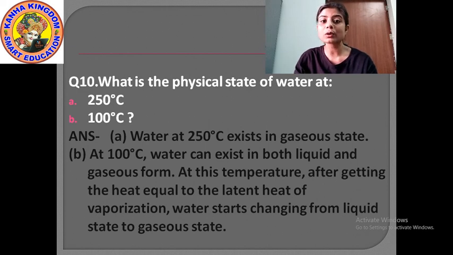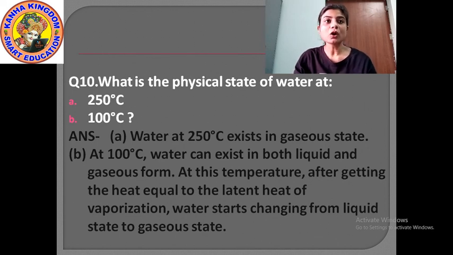And when we cool down, that means when we decrease the temperature of the water, it condenses. At 0 degrees, it turns its state into ice, and the normal temperature is 25 degrees Celsius, the room temperature.